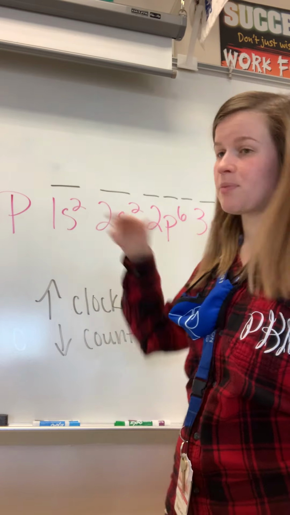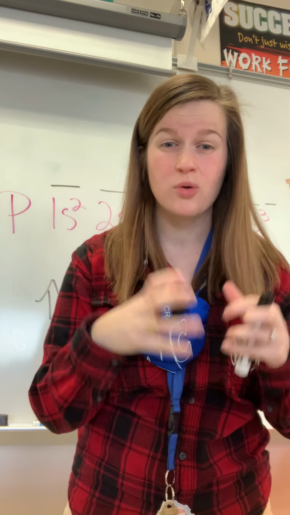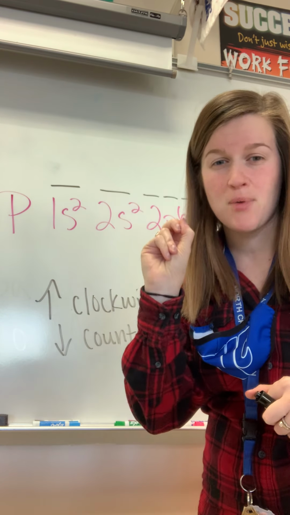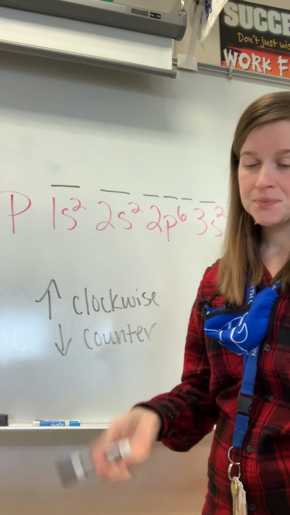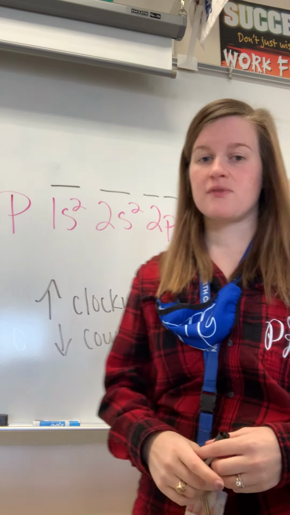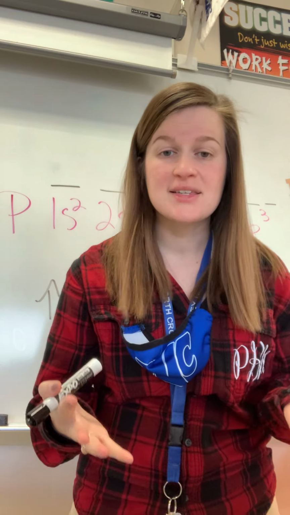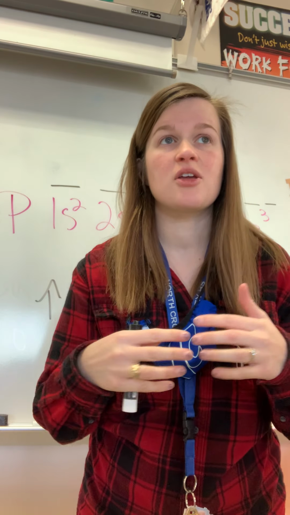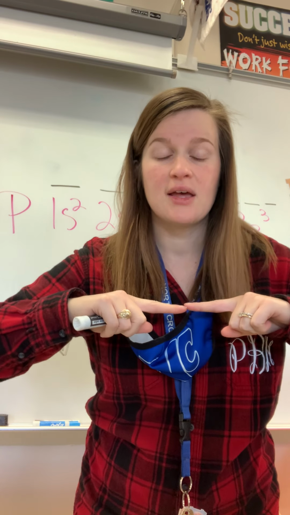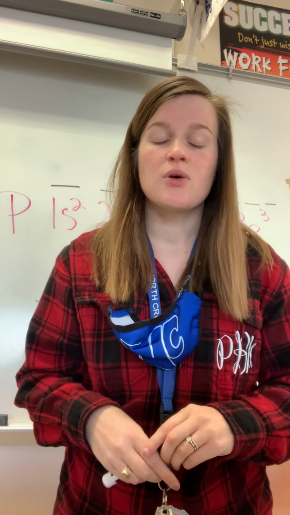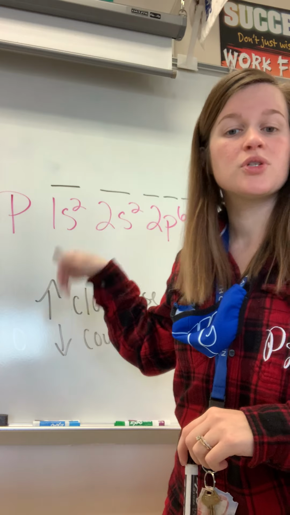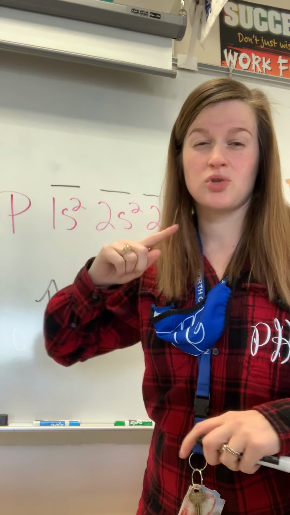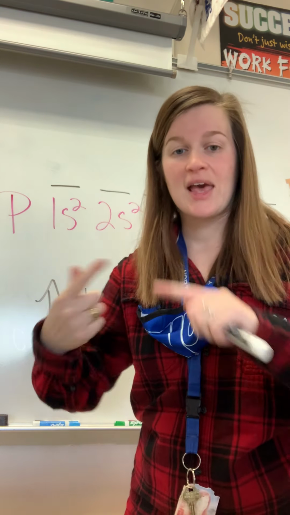So each line represents an orbital. Each orbital can only hold 2, so each line can only have at most 2 arrows. Whenever we do this, if you remember Pauli exclusion principle, our last number says that each electron that occupies an orbital, if there's more than 1, they have to have opposite spin. So you cannot have 2 up arrows or 2 down arrows, you have to have 1 up and 1 down, showing that one's going clockwise and one's going counterclockwise.